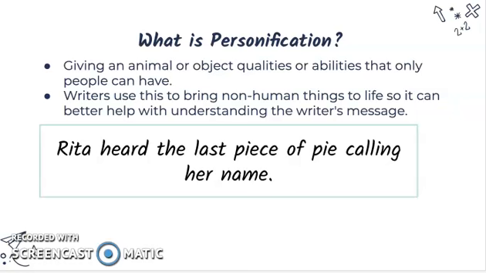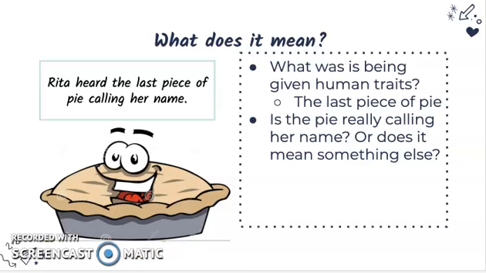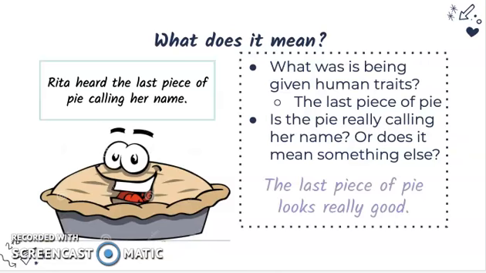Does this seem like something that could actually happen? I don't think so. So, what is being given human traits? I would say that the last piece of pie is being given the human traits. But is the pie really calling her name? Or do you think it means something else? Well, maybe Rita is hungry or really wants the pie for some reason. So I would conclude that the sentence means the last piece of pie looks really good. Hence why the last piece of pie is calling Rita's name.